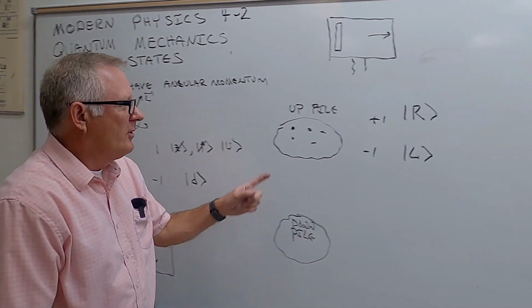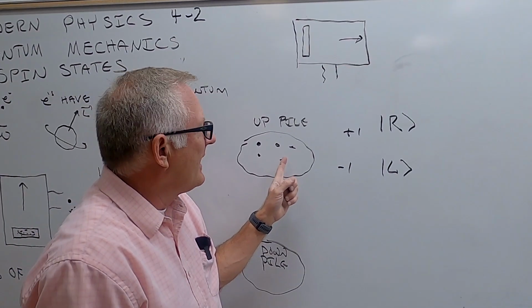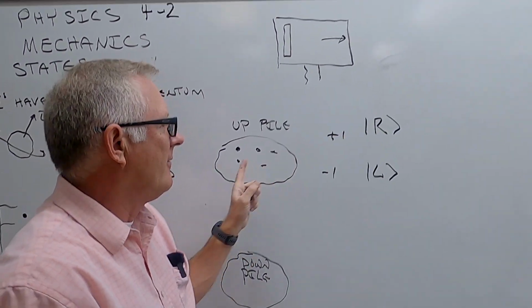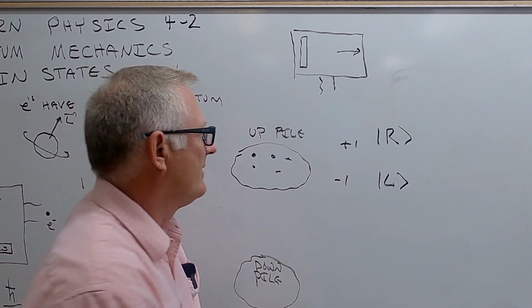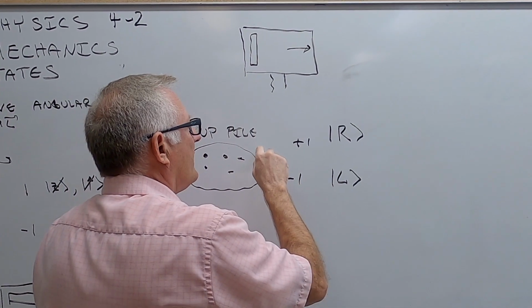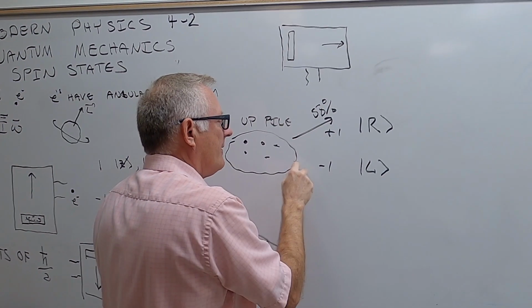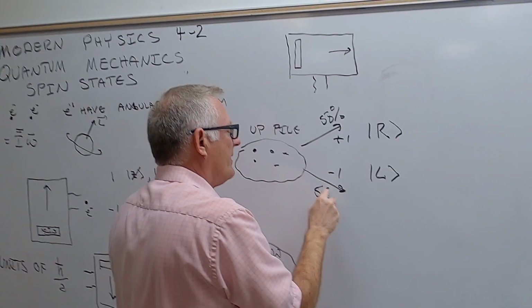Well, if I do this, I'm going to get half of these. 50% of these are going to be right, 50% are going to be left. So I'm going to get 50% going to the right, coming down here, and 50% going to the left.